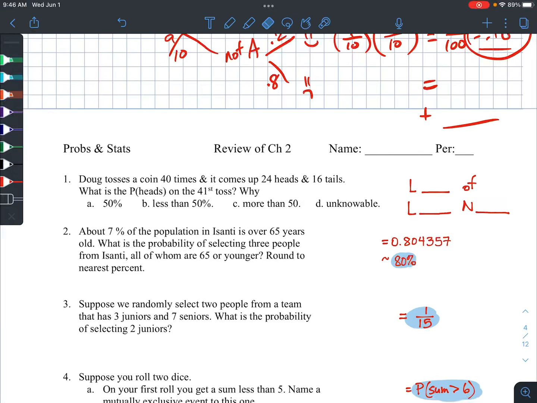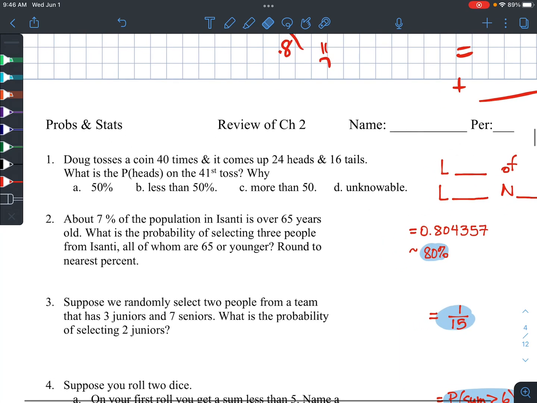Go a review of chapter 3, but let's check a couple answers here in chapter 2 just to make sure you did it right yesterday.